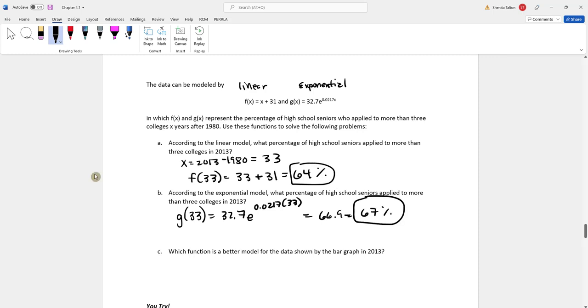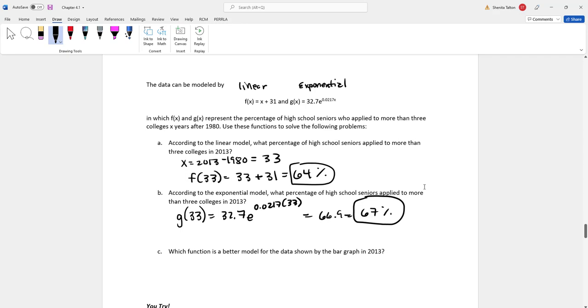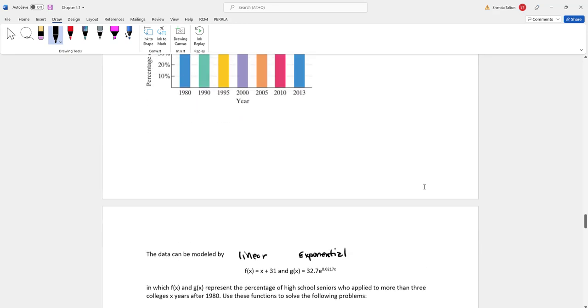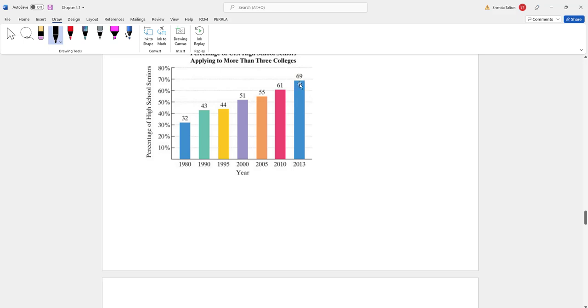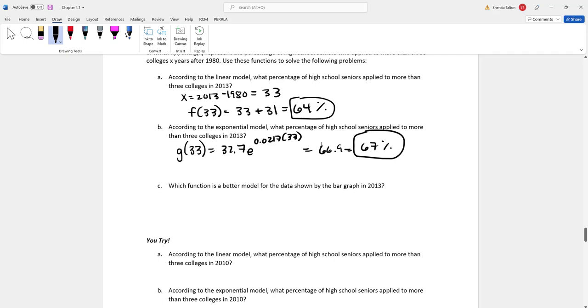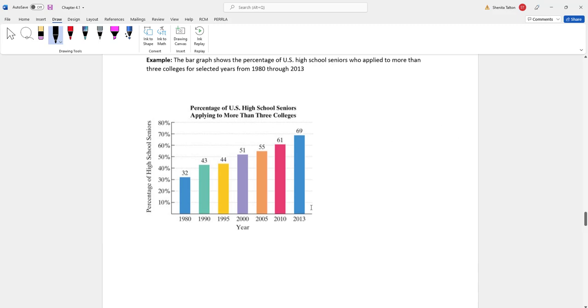Okay? So the question is, what function is a better model for the data? Is it the exponential model or the linear model? Well, based on the bar graph, in 2013 it was 69%. So it looks like the exponential model is a better model because it's closer to what the bar graph shows us. The bar graph shows us 69 for 2013.